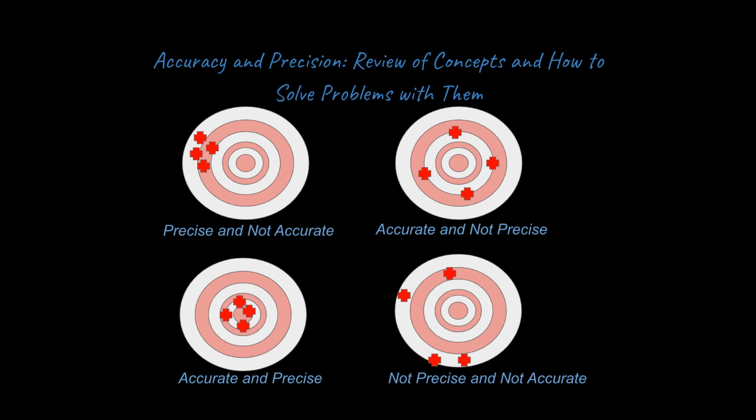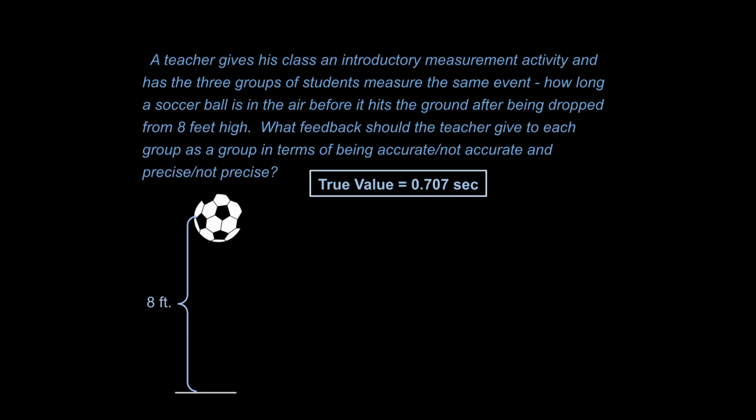So let's try this in one more way when we look at some actual data. But first I need to talk you through an example I created. It says the teacher gives his class an introductory measurement activity and has 3 groups of students measure the same event: how long a soccer ball is in the air before it hits the ground after being dropped from 8 feet high. What feedback should the teacher give to each group in terms of being accurate or not accurate and precise or not precise?